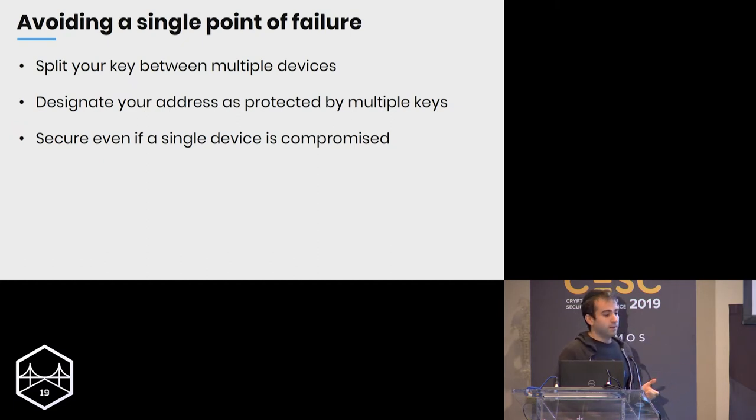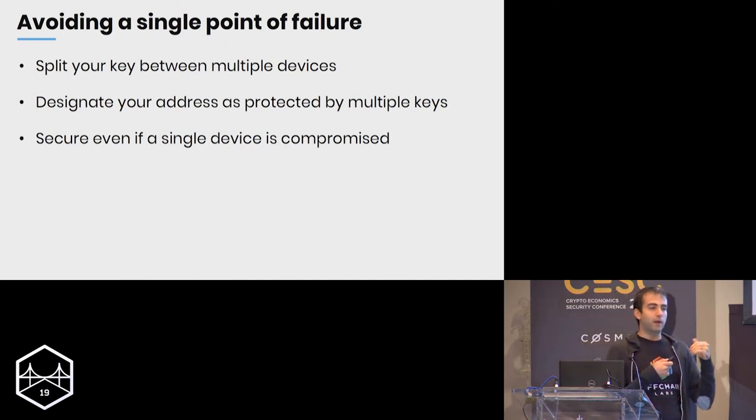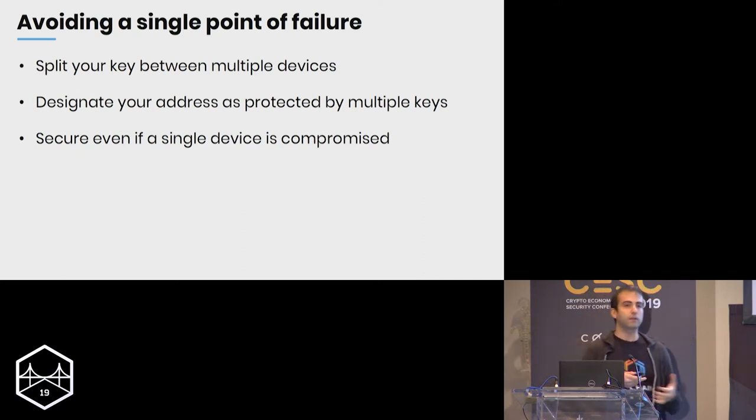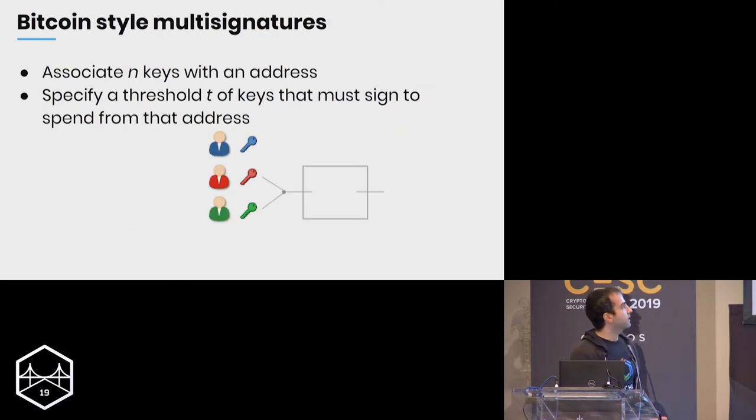So the basic solution to the problem is, okay, let's not store our keys on a single device. Let's avoid this single point of failure, and we'll go ahead and split our key. We'll say this address is not protected by a key, it's protected by multiple keys. Some people like to use the word keyless, or there's no single key that authorizes a transaction. And the idea is if one of your devices is compromised, or your phone falls in a puddle and you lose it, you don't just lose access to your Bitcoin or your Ether or whatever currency is your favorite. You can still recover from that, and if someone steals your device, they can't just gain access to all of your life savings. And of course, this is not a new idea.